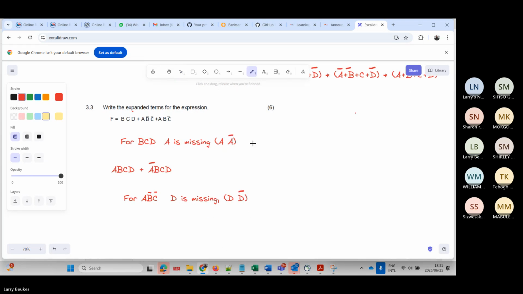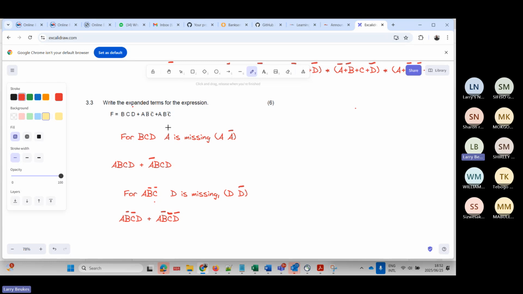So this ends up giving us A, B, C, D. Our term was A, not B, not C, right? So now with the high D, not B, not C, with the high D. But this one has a low D. So here are our two possibilities, right?